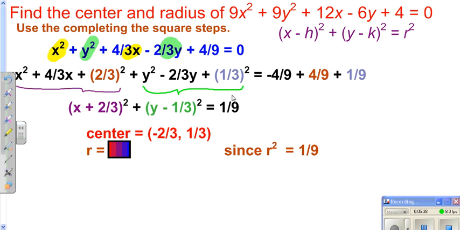Now, this is your r squared here. Since r squared is equal to that, to find r, you'd have to take the square root of both sides. The square root of your 1 is 1. Square root of your 9 is 3. So you get your center and you get your radius.